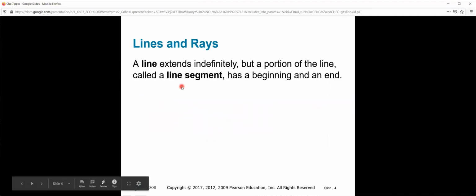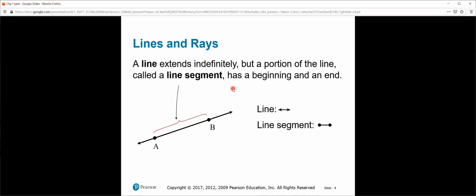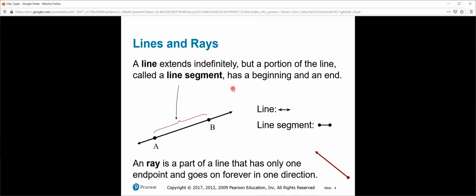A line extends indefinitely by definition, but a portion of a line called a line segment has a beginning and an end. Usually, when we talk in math class, we talk about line segments or point A to point B, right? We've probably heard those phrases before. The distance between point A and point B is blank, what have you. Technically, we call those line segments.